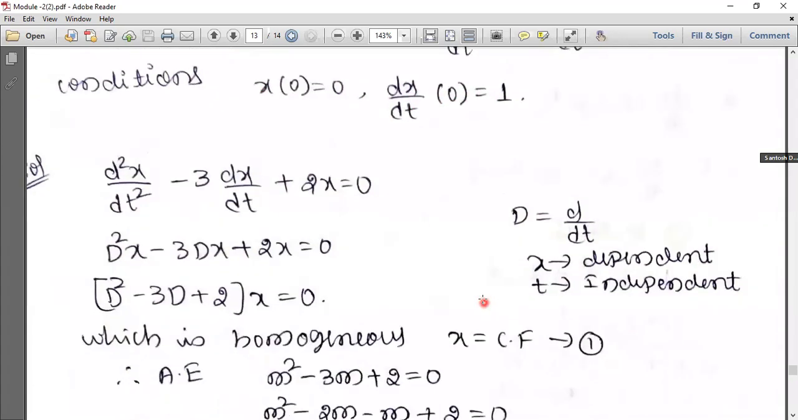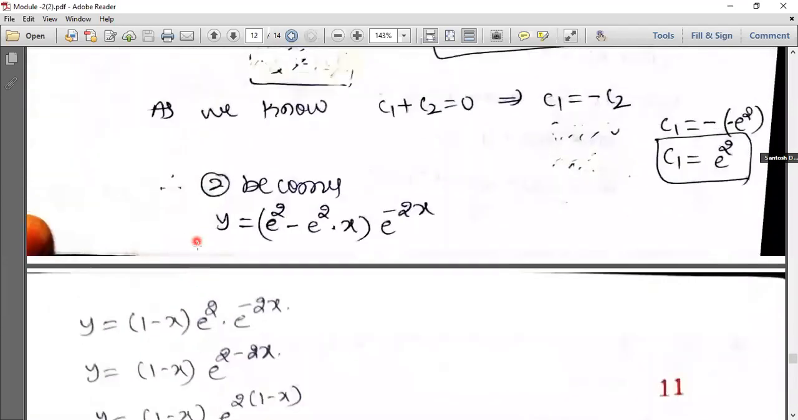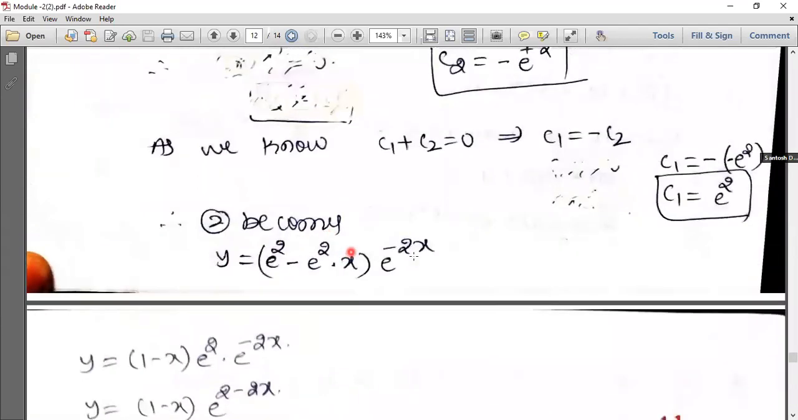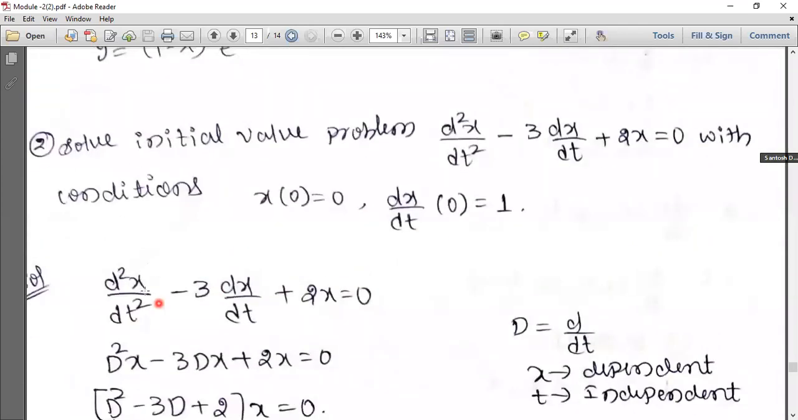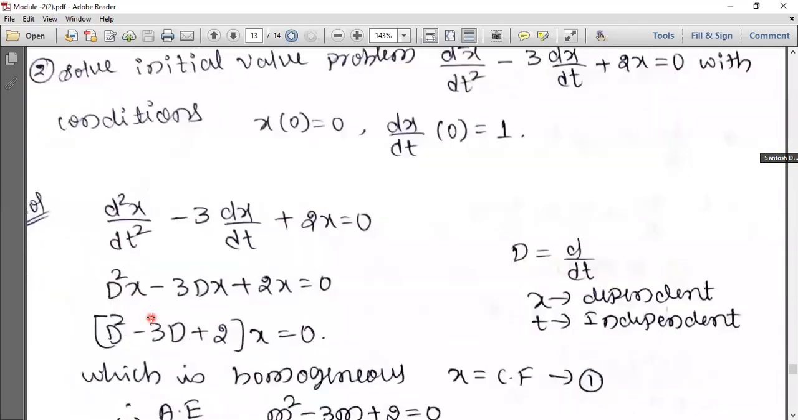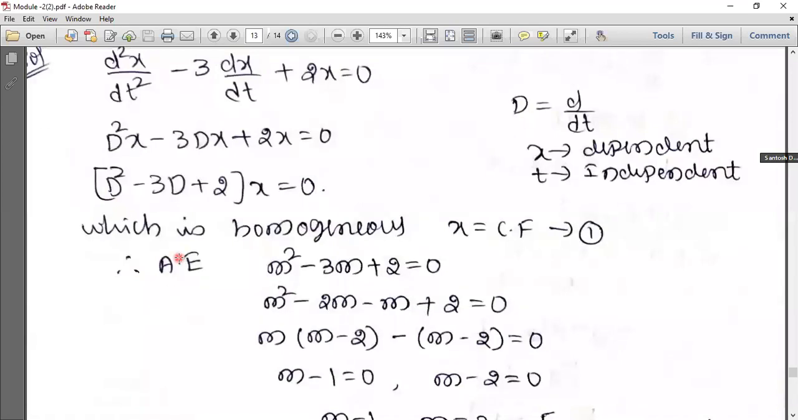Okay, so d square x by dt square minus 3 dx by dt plus 2x equal to 0. Here x is the dependent variable, t is the independent variable. While writing the answer, please write in terms of t. Earlier we have written in terms of y, in terms of x. So now we will write x as a function of t. Just I'll show you.